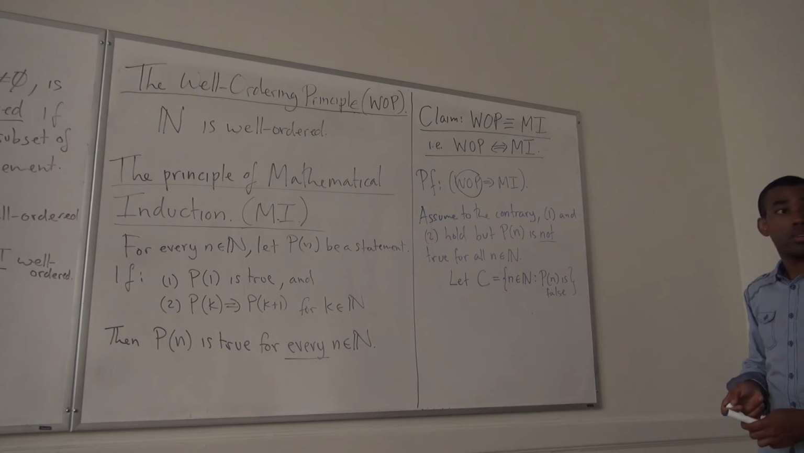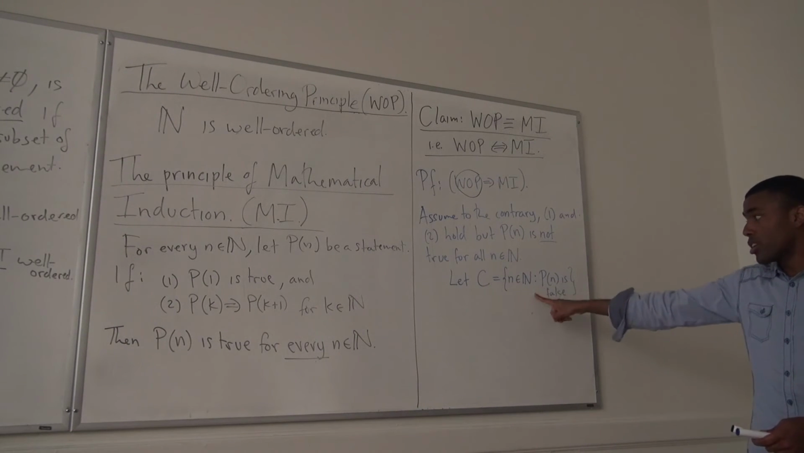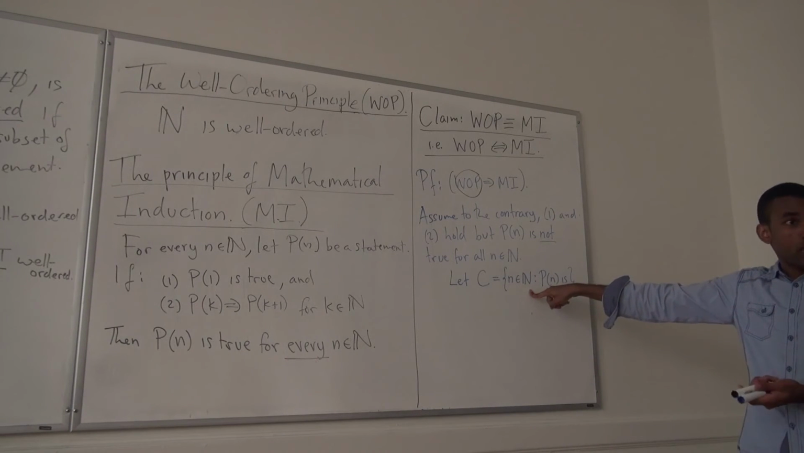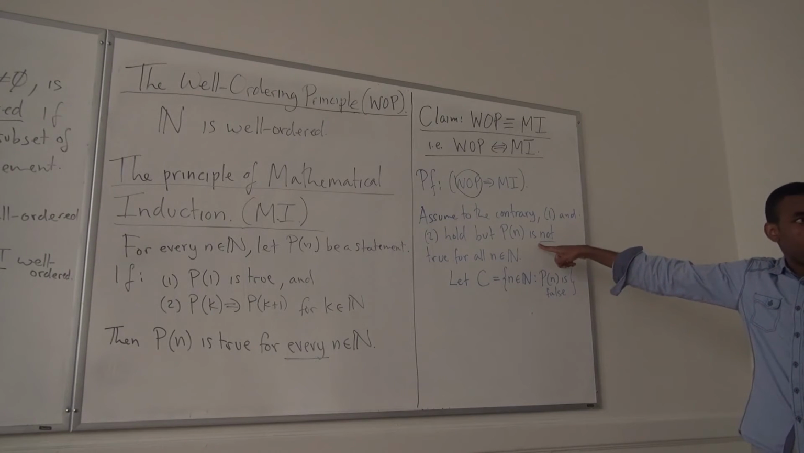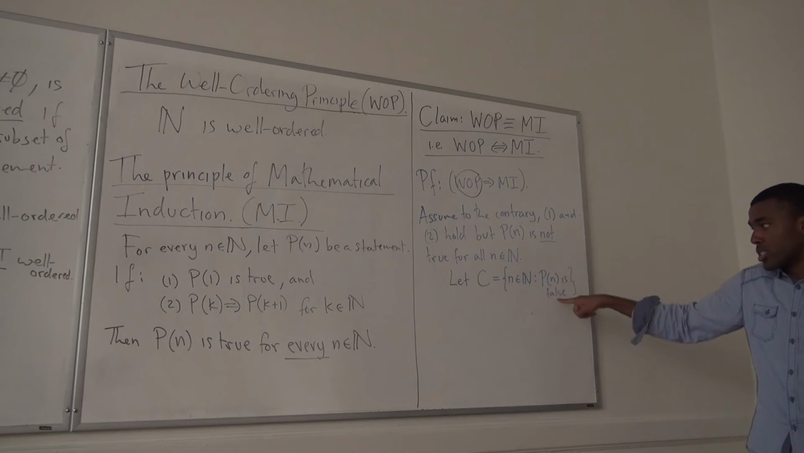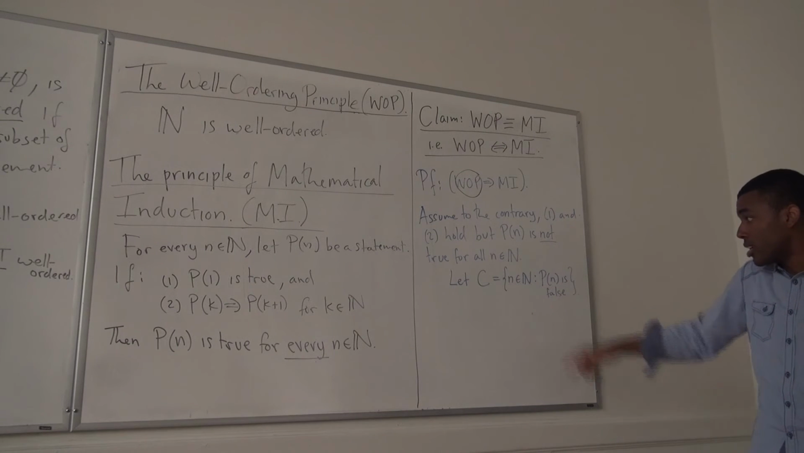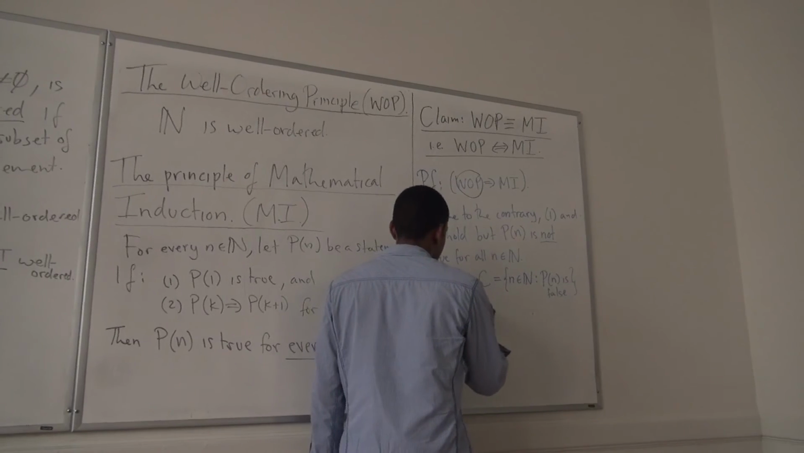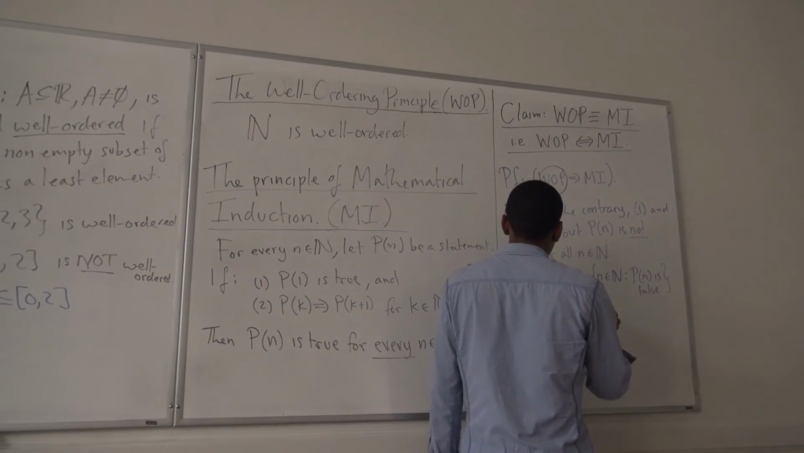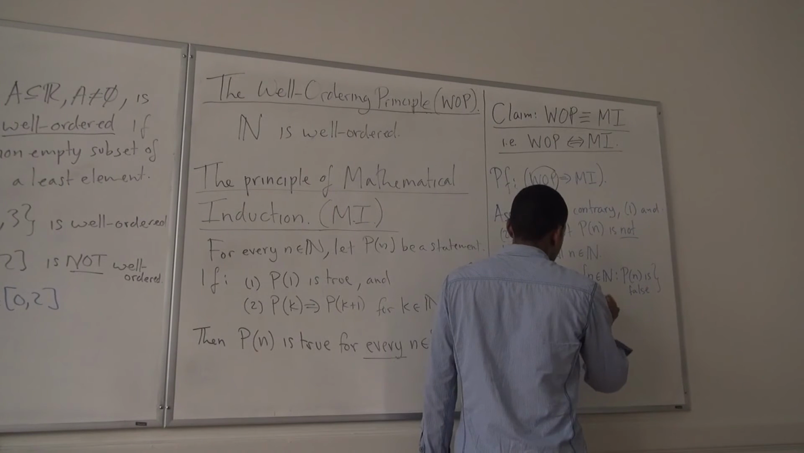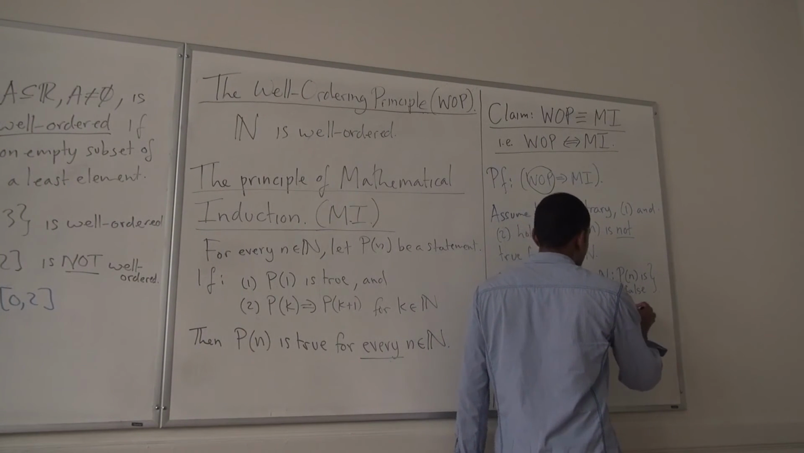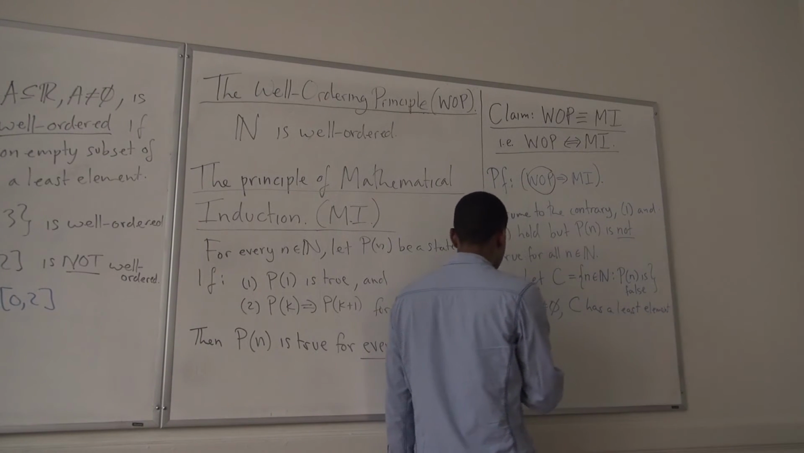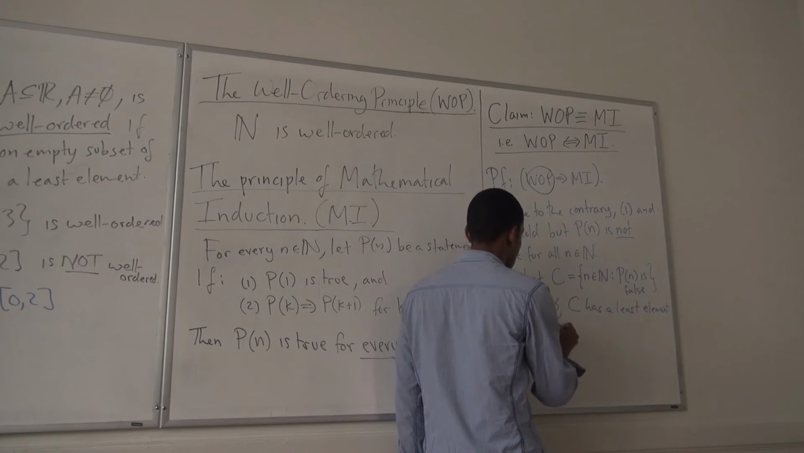Use what? We're going to use the least element. We're going to want to know the least element here, right? This is a subset of the naturals, which I'm assuming is non-empty because I'm saying it's not true for everyone, which means the set of numbers where it's not true has numbers in it, right? So, since C is not empty, C has a least element by the well-ordering principle.